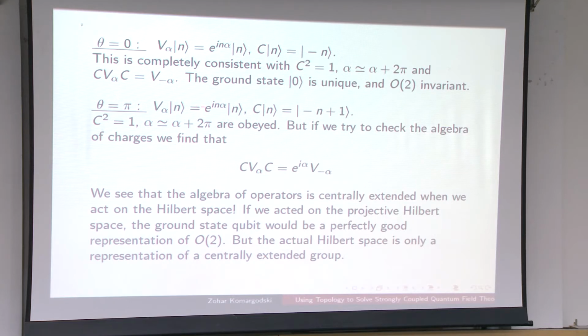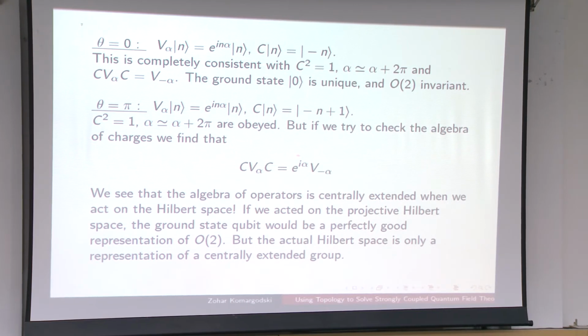However, at theta equals pi, we were forced into this action on the Hilbert space, and then we compute, and we find that it doesn't work. This is where the intricacies of this model start. You thought that the symmetry is O2, and then you compute the group relations, and you have some funny phase. So the group relation is not obeyed. It's only obeyed up to a funny phase.